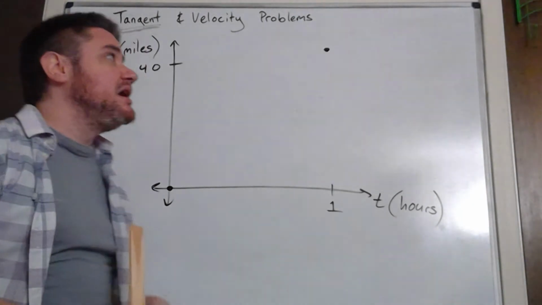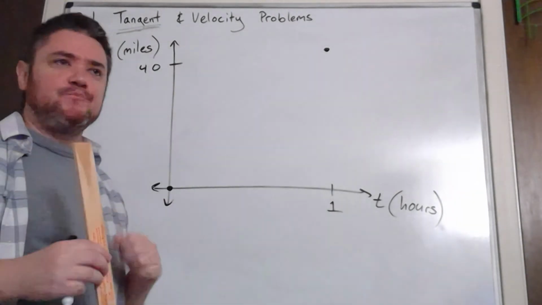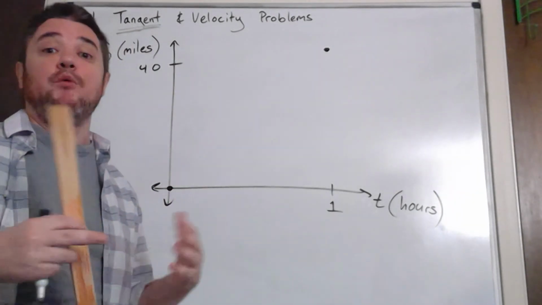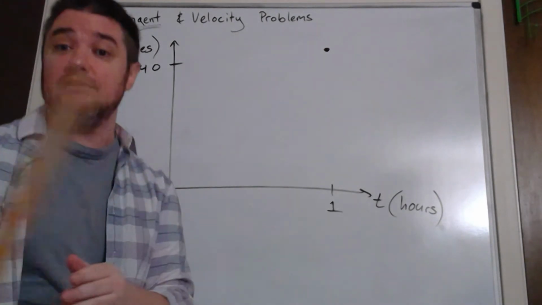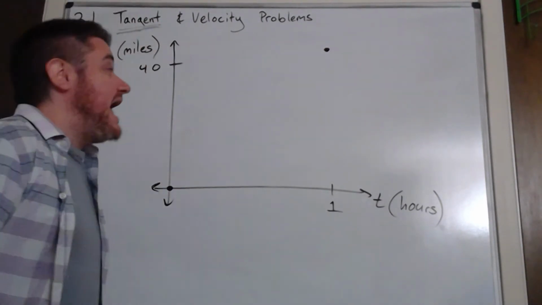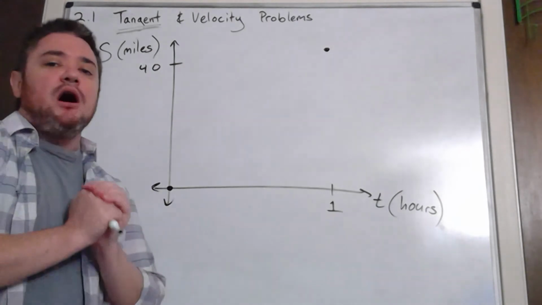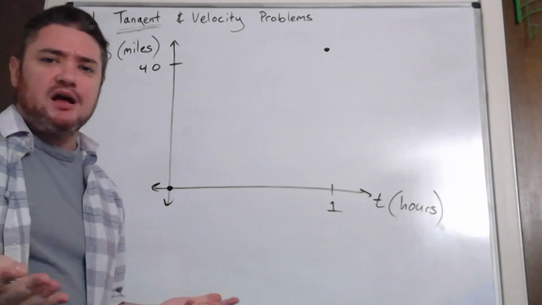Reasonable question, right? And so your intuitive answer would be 40 miles per hour, right? I did 40 miles in 1 hour, so I must have been going 40 miles per hour. And you could argue that that's true, but were you always going 40 miles an hour?